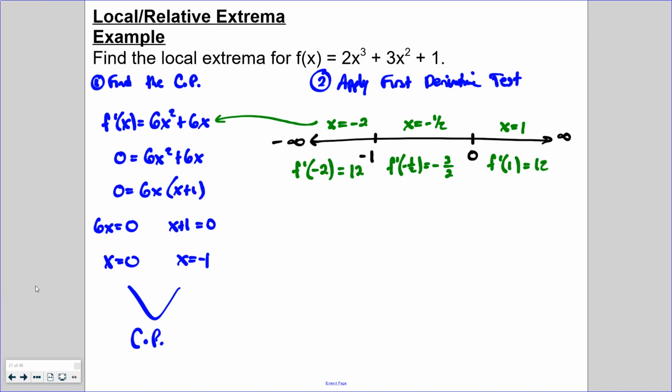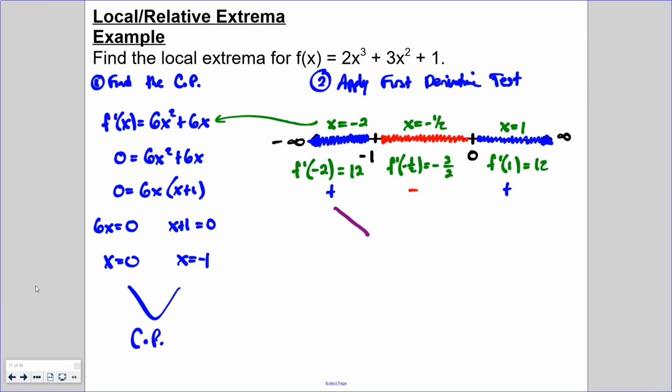Now, for our first interval, we can see that the derivative is positive, which means we will be increasing on the interval negative infinity to negative 1. When I plugged in negative 1/2, I got a negative derivative, so that means that we are decreasing between negative 1 and 0. And then when we plugged 1 into the derivative, we got positive 12, which means that we are increasing between 0 and infinity. Then we just have to determine whether x equals negative 1 and x equals 0 is a local max, a local min, or neither.